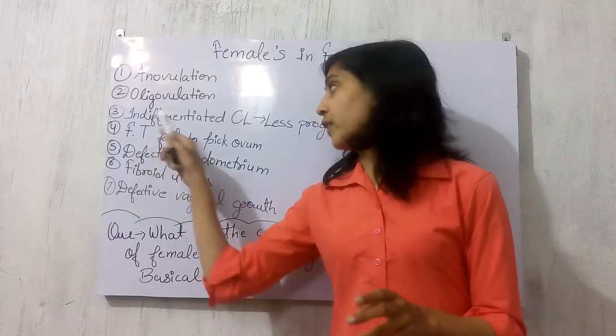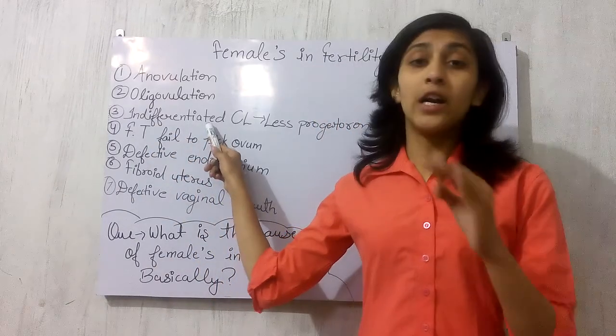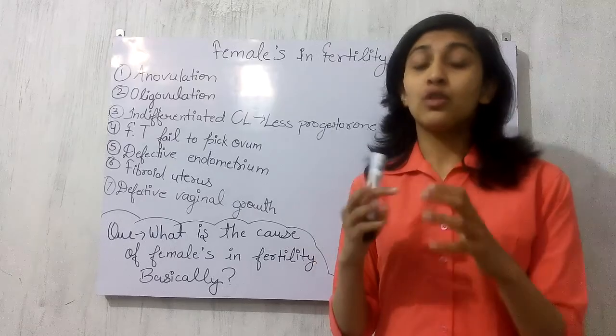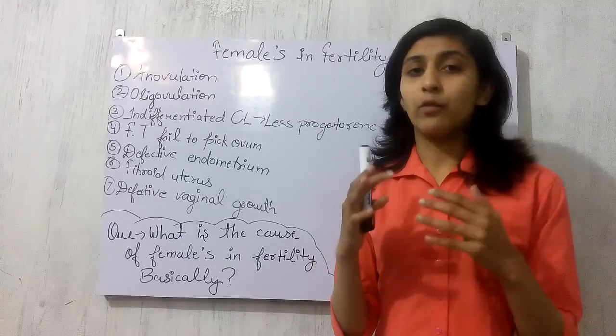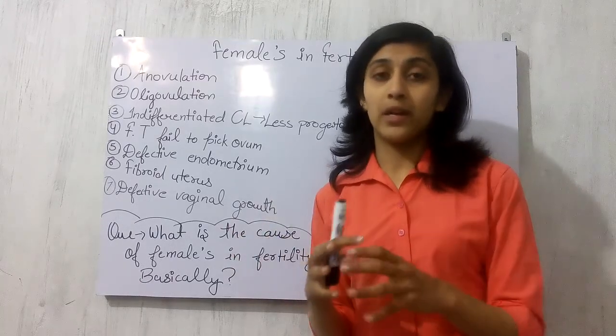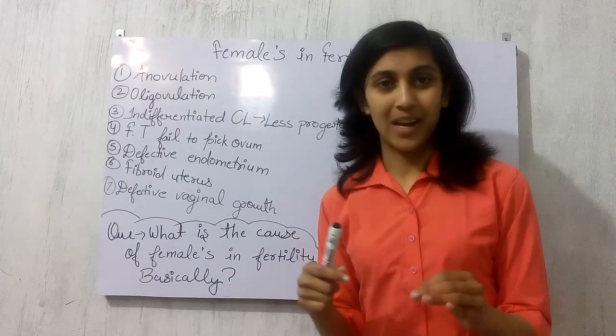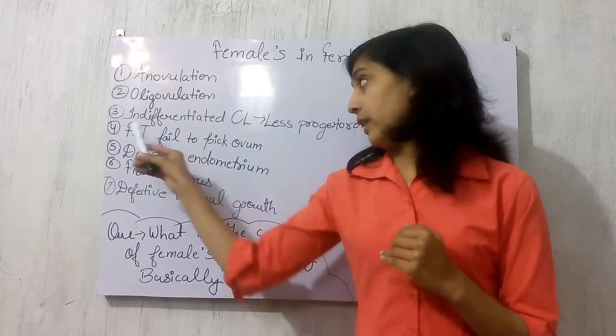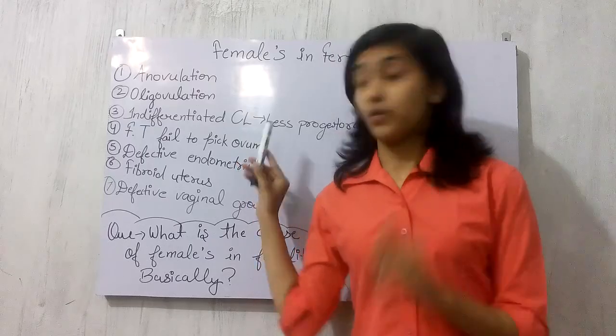Right? So if there is an undifferentiated or undeveloped corpus luteum, progesterone level will be less. So ultimately the inner layer of the uterus, the endometrium, will not be able to hold up the pregnancy throughout gestation. So miscarriage will occur. Again and again miscarriage will lead to infertility. Right? So this is also a cause.